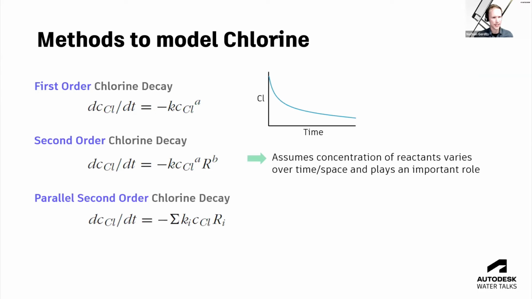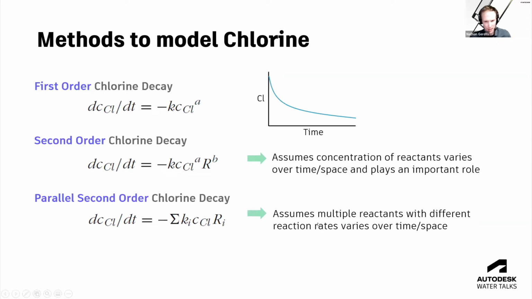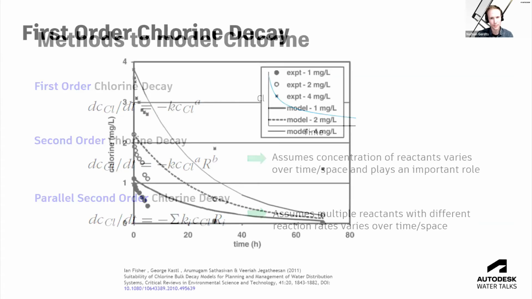And the next step beyond that is parallel second order chlorine decay. What we're doing is the same principle, but now we're considering that there are multiple reactants. Here's the summary text. Here we assume there are multiple reactants with different reaction rates that vary over time and space. And so now the decay rate of chlorine is the sum of these different decay reaction equations.